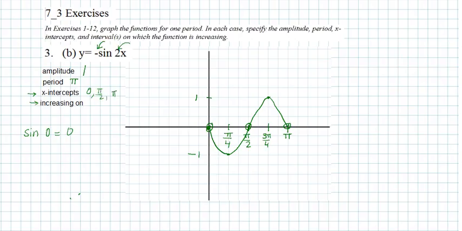And when is it increasing? Well, I'm going to use a highlighter here. So it's actually increasing from pi over 4 all the way to 3 pi over 4. So increasing at pi over 4 to 3 pi over 4. We put this in parentheses. And that's all, folks.